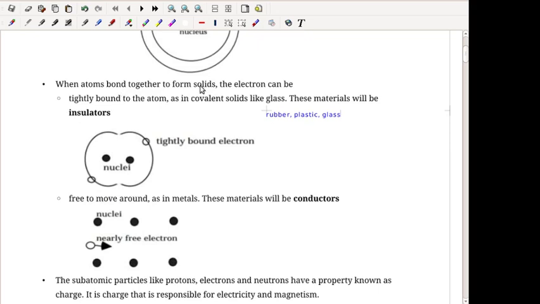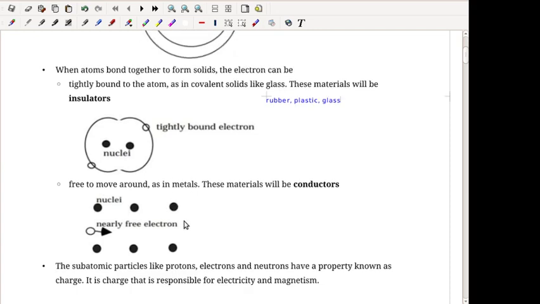When atoms bond together to form solids, the electrons can also be free to move around. An example of this would be metals, and these metals will be conductors. The electrons can move around freely. It's a nearly free electron, meaning it's not just going to fly off into space, but it can move all around the other atoms through the metal. So metals make really good conductors.